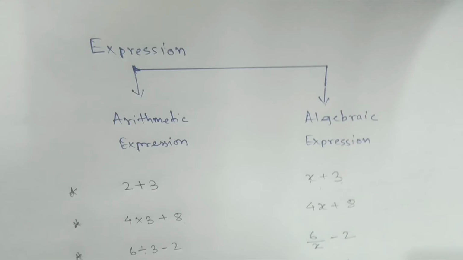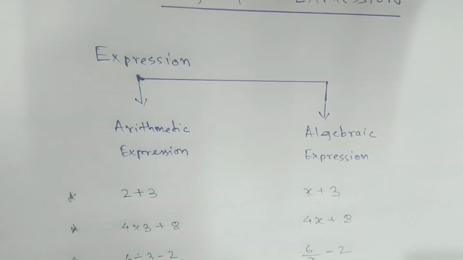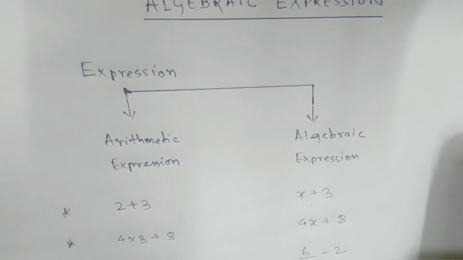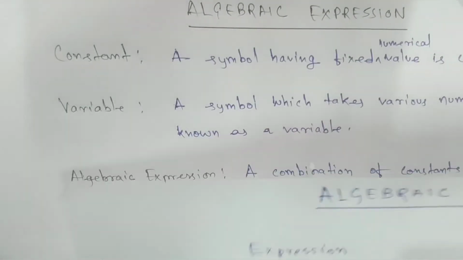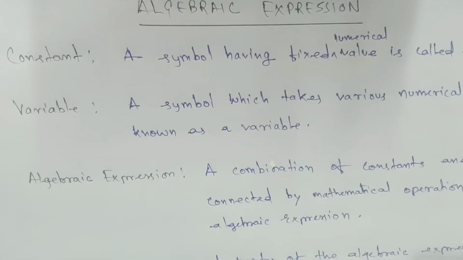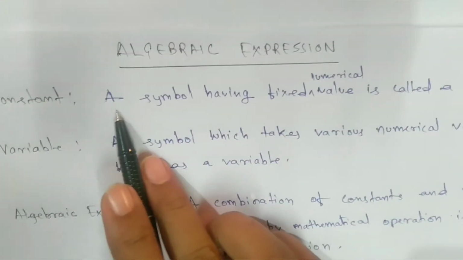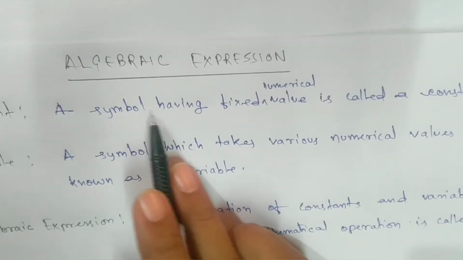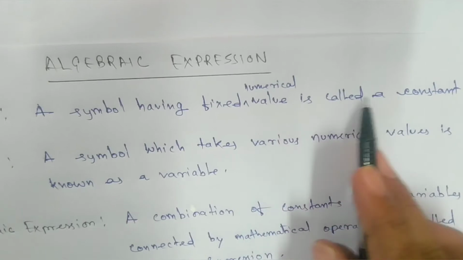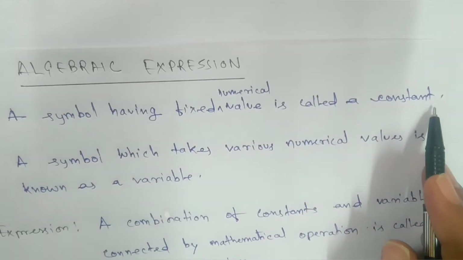At least one unknown value should be there. Then we call it an algebraic expression. So we are going to deal with algebraic expressions. Here we have a few definitions. A symbol having a fixed numerical value is called a constant.